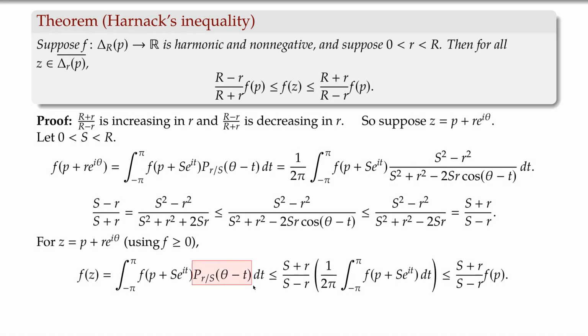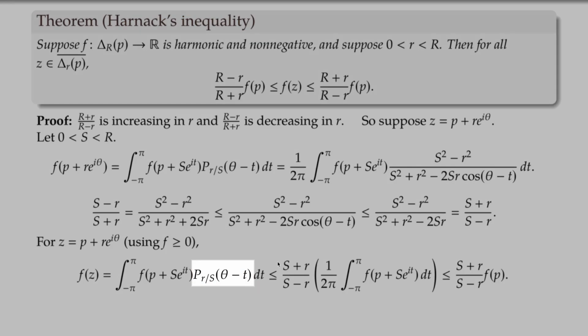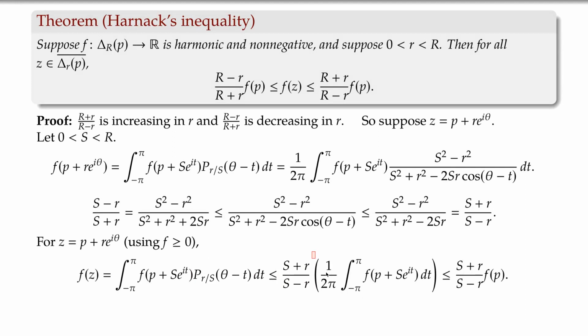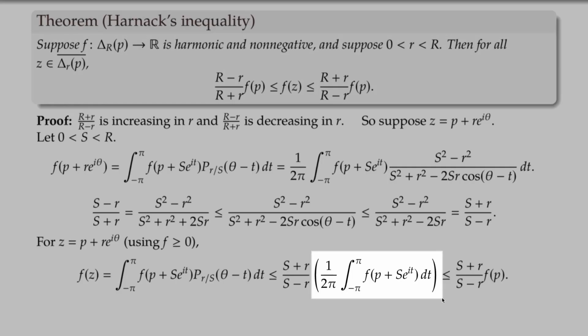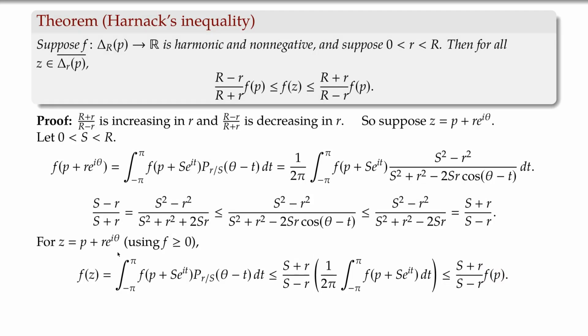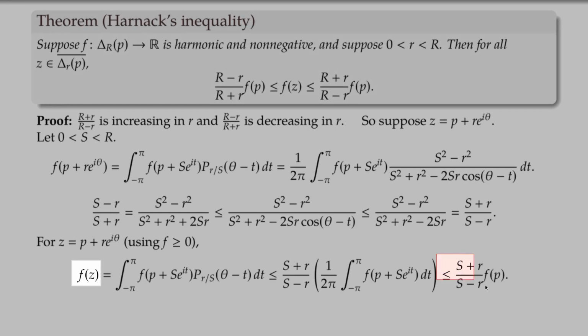And we can bound this from above, and we get this formula coming out. Well, that's just the average of F on the boundary of the S disk, and that's just F of P. That's just the mean value property, right? So that means that we got the right sort of estimate, at least for S.